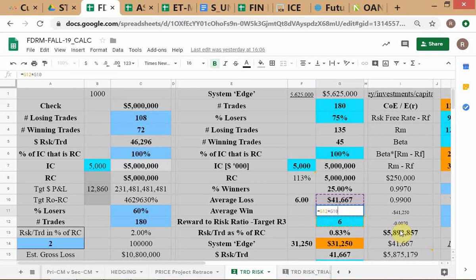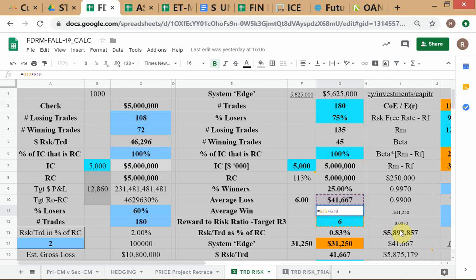You multiply the average loss into the R3. Because what is R3? See, in industry people normally say risk reward ratio. But that's actually not correct English use of the language, because if we say risk reward ratio, it automatically implies that risk is in the numerator and the reward is in the denominator. Am I right? Normally when you say risk reward ratio, it would imply that risk is in the numerator and reward is in the denominator.